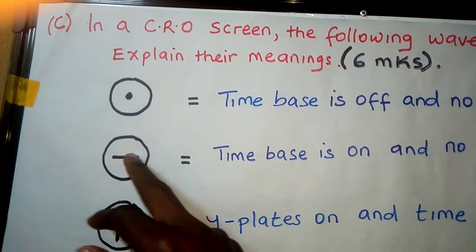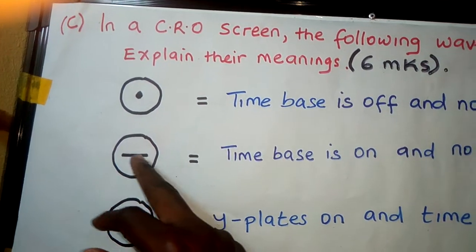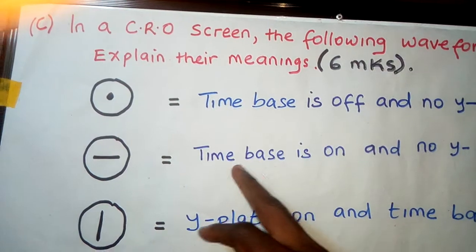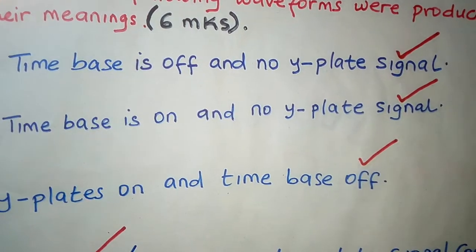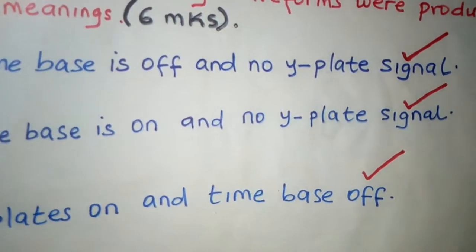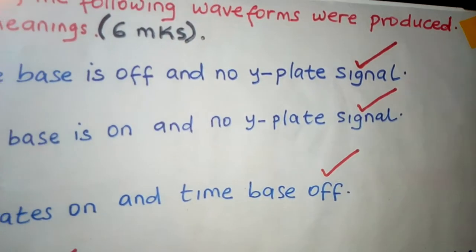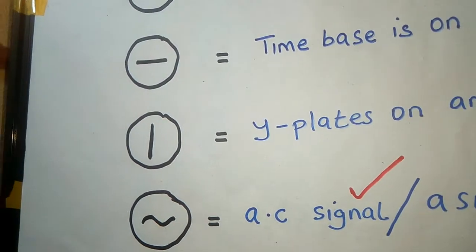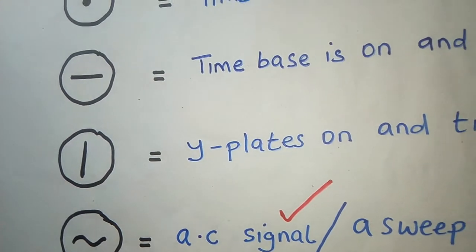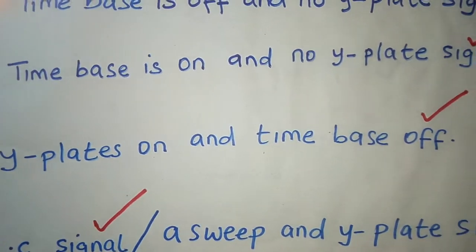What about if it is a horizontal line? This one now means there's something on the X plate. That is now the time base. The time base is on. What about the Y plate signal? It's not there. No Y plate signal. What about when it is now the opposite, vertical now? It means the Y plates are on, but the time base is what? Off.